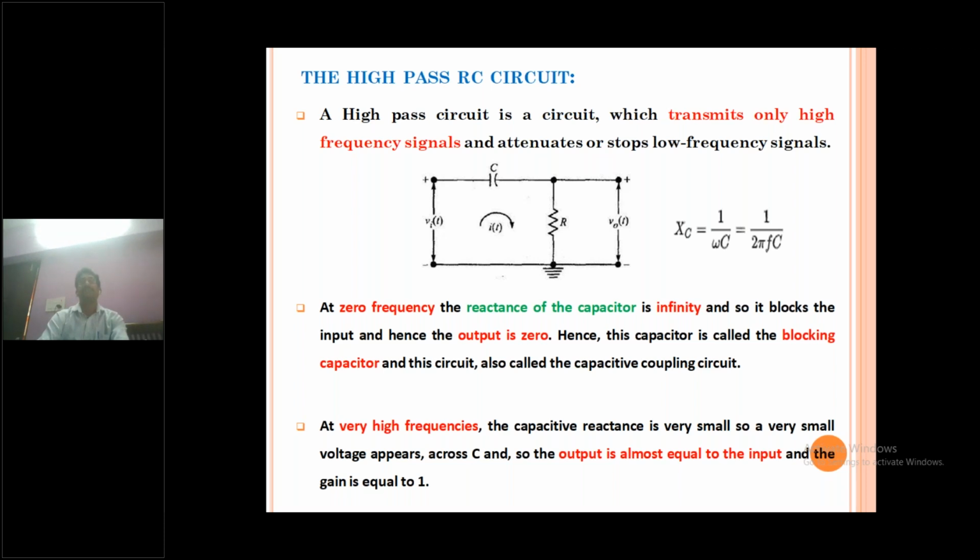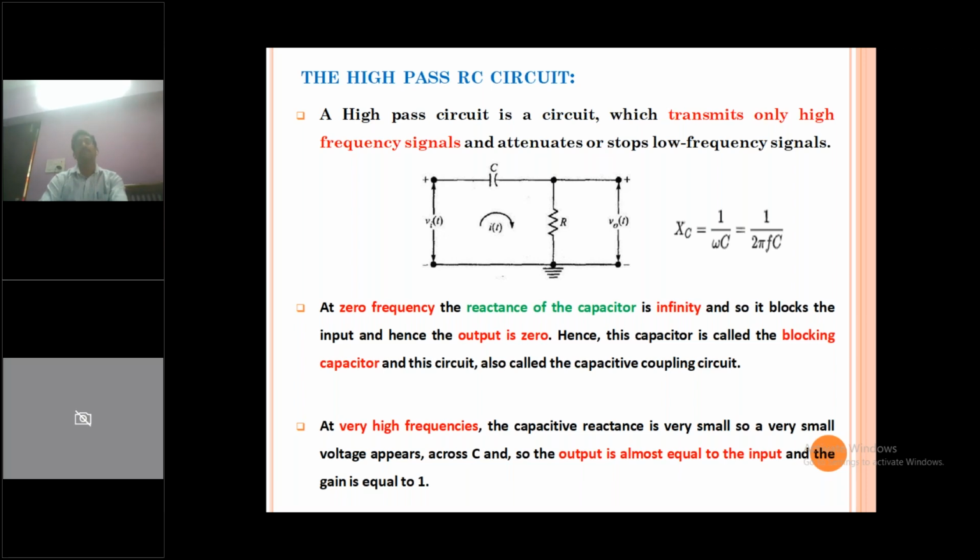But here the capacitor is connected in series between input and output. Now capacitor reactance, we know that X equal to 1 by 2 pi fC. Now I consider f equal to 0, at zero frequency. So capacitor reactance goes to 1 by 0, which means infinity. Infinity means open circuit. That means input and output have no connection. At low frequency signals, output will be 0. So that's why this is called a blocking capacitor.